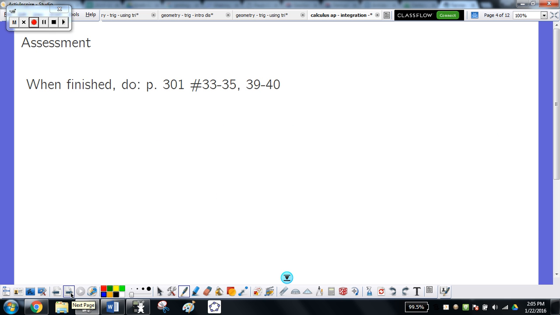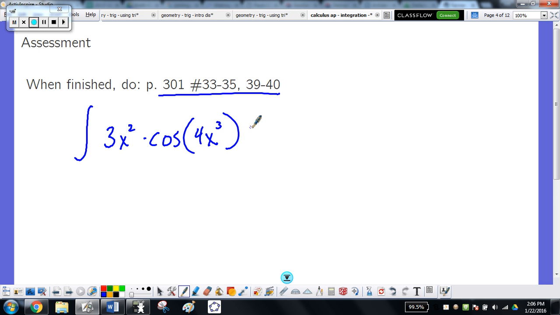So what I planned for us to do is that after your assessment, you would then do some review problems dealing with the reverse chain rule, except in a trigonometric context, which makes things a little more complicated, which are these problems right here in your textbook, page 301, numbers 33 through 35, and 39 through 40. So those look kind of like this. You'll have something like, let's say, 3x squared times cosine of 4x to the third dx, right?